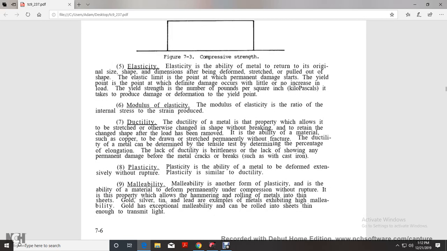Elasticity is the ability of a metal to return to its original size, shape, and dimension after being deformed, stretched, and pulled out of shape.